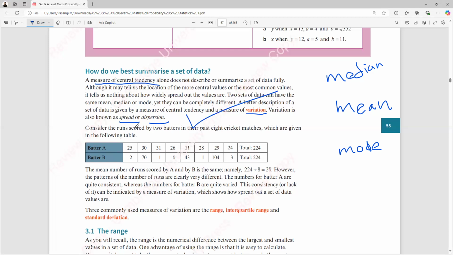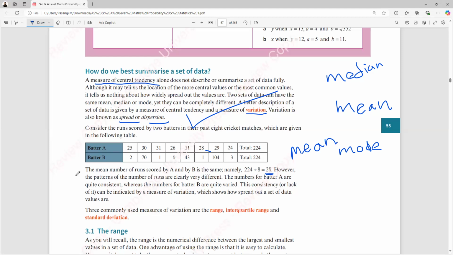So consider the runs scored by two batters in their past 8 cricket matches, which are given in the following table. Here batter A, batter B, and these are the data sets. The mean number of runs scored by A and B is the same. If you calculate this, the total is 224. If we calculate the mean, then 224 divided by the 8 matches, we will receive the same answer, which is 28. From the mean value also, we can't say who is the best batter or who is the best person here.